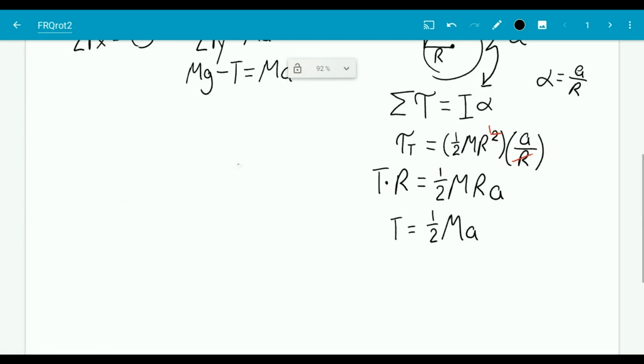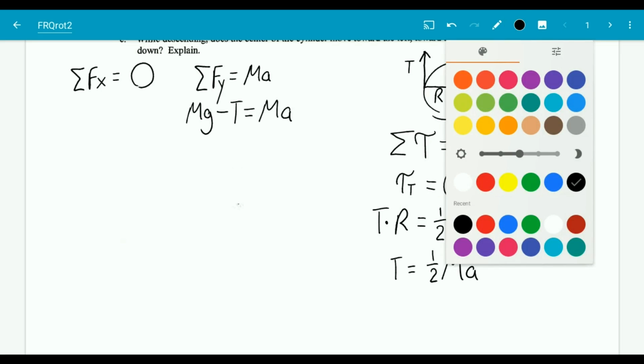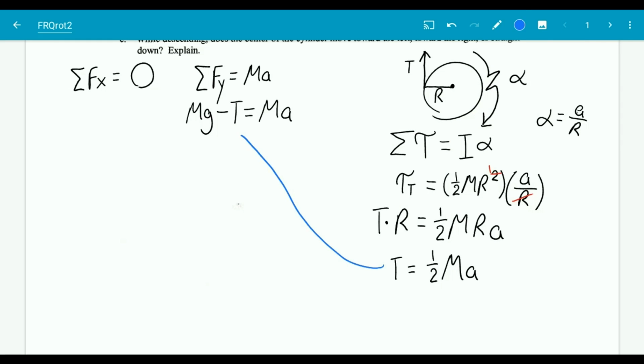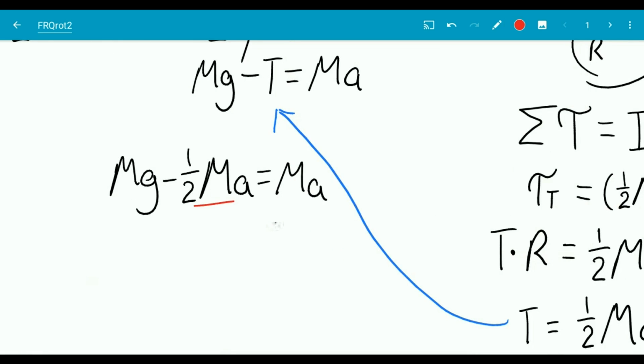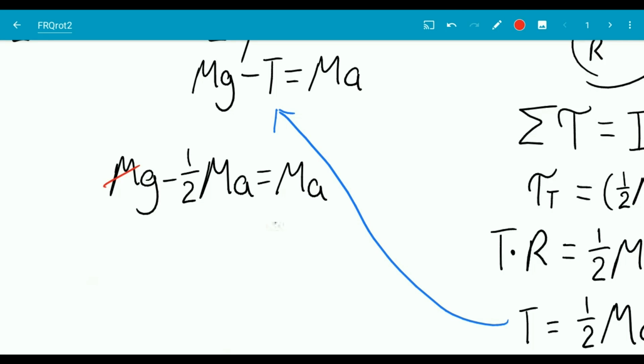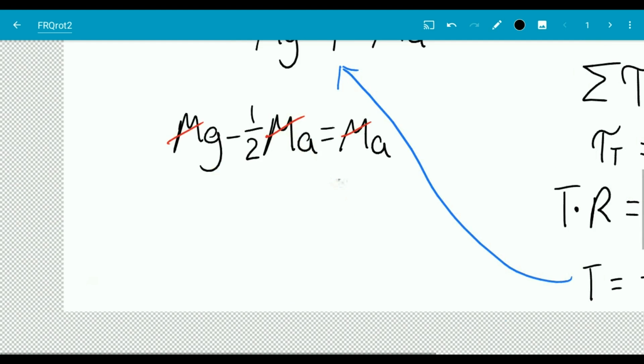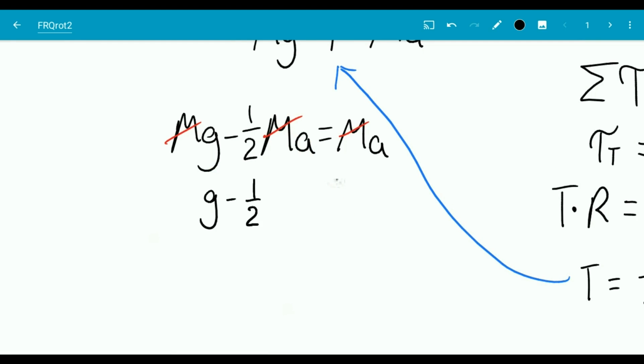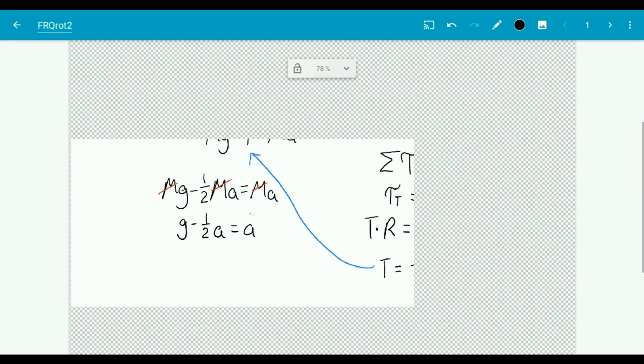So now that we have something that we can use in the other equation, so that we can solve for G, we're going to take this and plug that in up there. So, mg minus, let's plug it in, 1/2 mA has to equal mA. M is a part of every term on both sides, so we can divide by m and get rid of that. So cancel the m's. What we're going to be left with is G minus 1/2 A has to equal A.